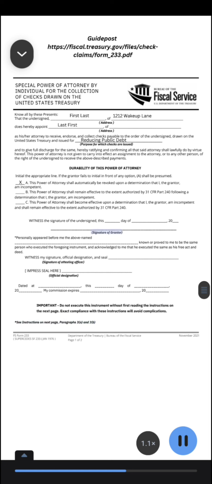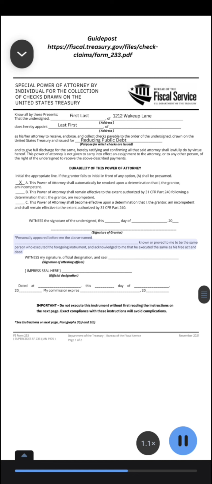See instructions on next page, paragraphs 3A and 3B. Signature of grantor. Official designation. Signature of attesting officer. Durability of this power of attorney. Dated at blank, this blank day of blank, 20 blank, my commission expires blank, 20 blank. Important. Do not execute this instrument without first reading the instructions on the next page. Exact compliance with these instructions will avoid complications.